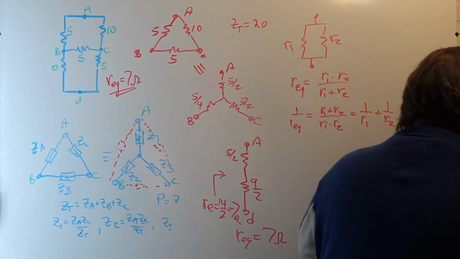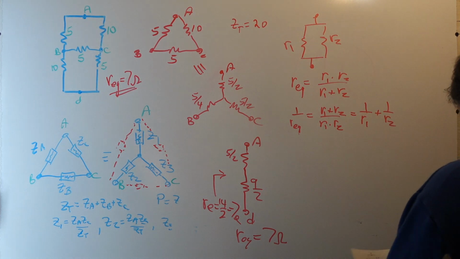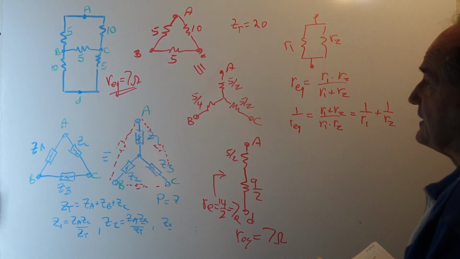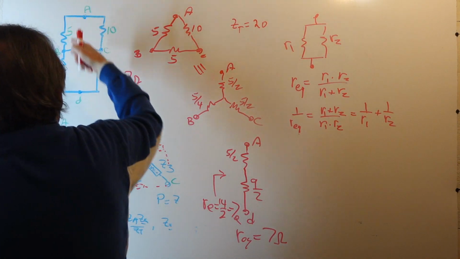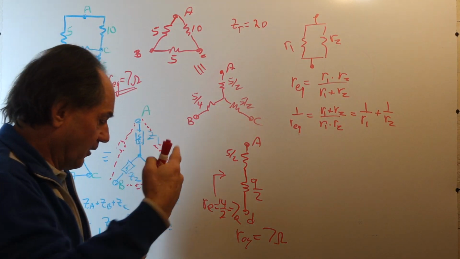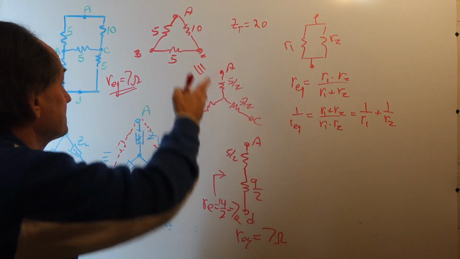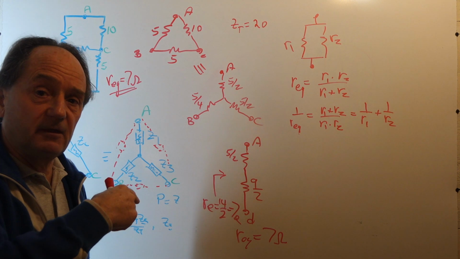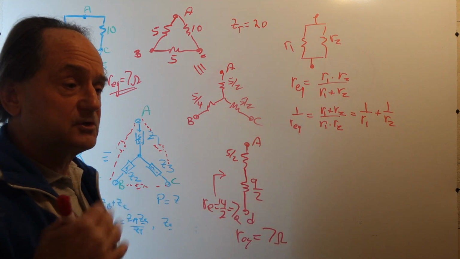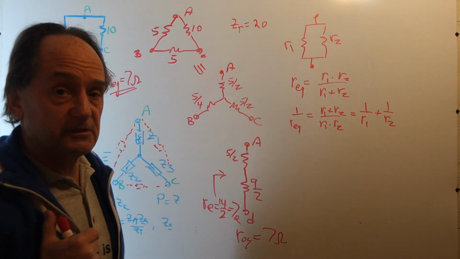Now, I'm going to use the method of mesh analysis and drive the nodes A and D with a voltage source and use mesh analysis to find the equivalent current that we need to drive into the network, and then ratio the voltage to the current to get the equivalent resistance.